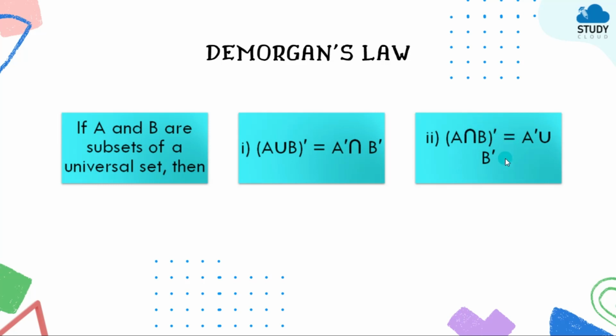So how to find that? A complement union B complement. So the values which are not there in A and B, take them together, you can find A intersection B which is not together, which is complementary. This is an important law, you have to remember this law, which will be helpful in solving the questions.